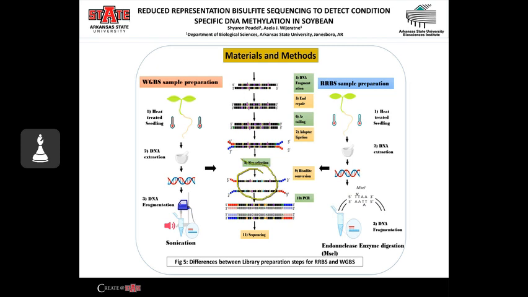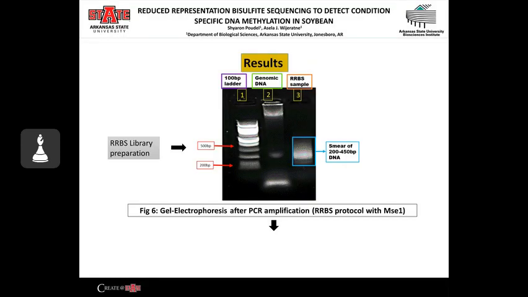So moving towards the results, included in this poster are preliminary data which only include one RRBS sample. In figure number 6, you could visualize the smear of DNA fragment sizes between 200 base pairs to 450 base pairs in length in the gel after gel electrophoresis, which tells us that MspI worked very well as a restriction enzyme for the soybean genome.